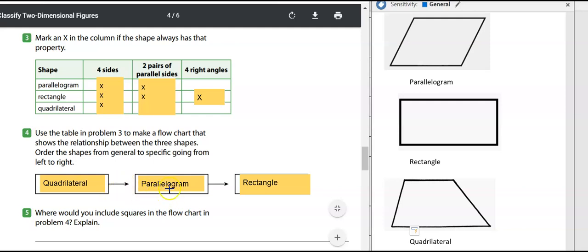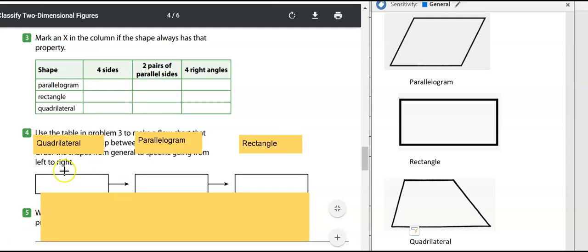So that means a parallelogram is a quadrilateral, but it is not always a rectangle. But my rectangle will always be a parallelogram, and it is always a quadrilateral. Now let's move on to question 5.